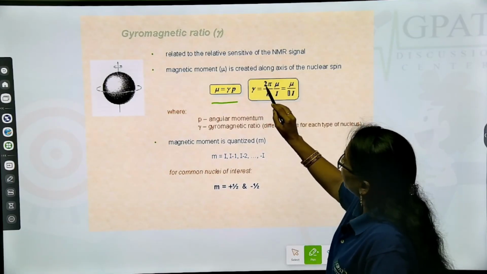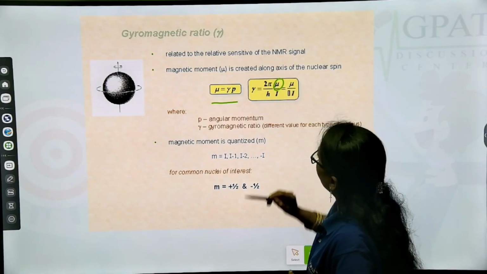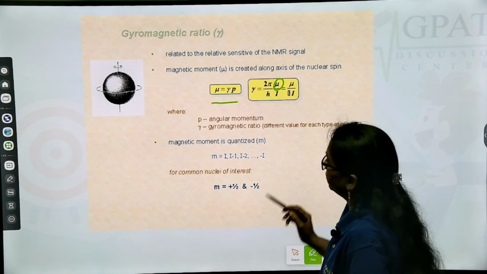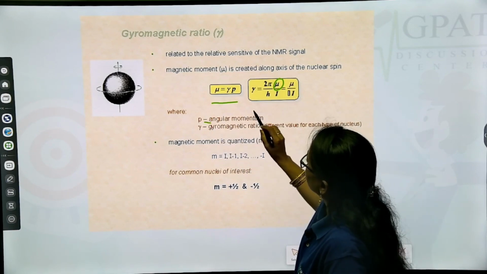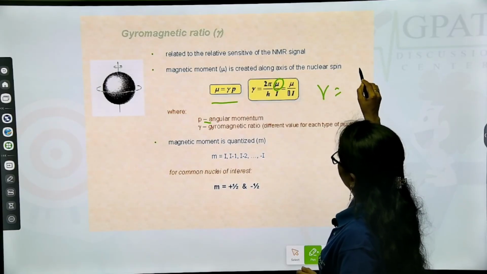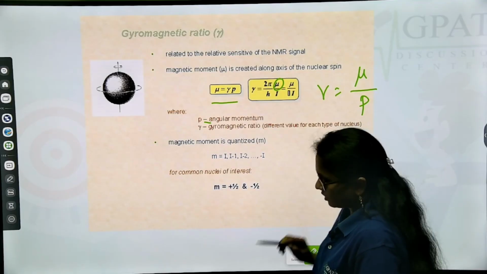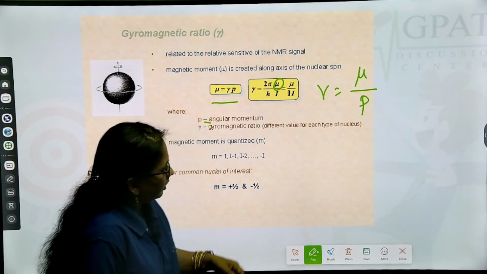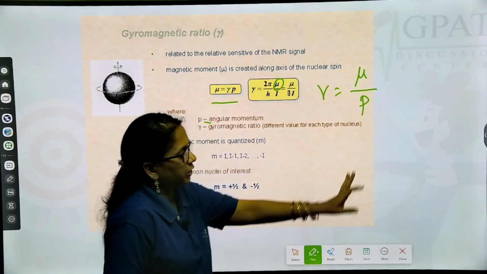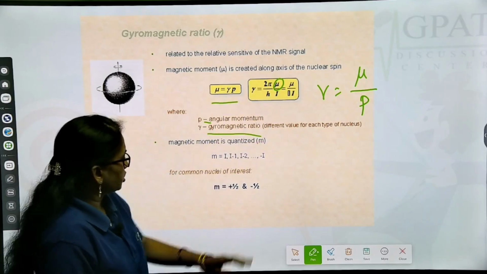Gamma equal to 2 pi divided by h, where the magnetic moment is represented as mu divided by I, the spin quantum number. This is related to gamma equal to mu by P actually. Here P is nothing but the angular momentum, and gamma is the gyromagnetic ratio; we are going to see angular momentum and magnetic moment. So this gyromagnetic ratio is going to be calculated by using this formula.